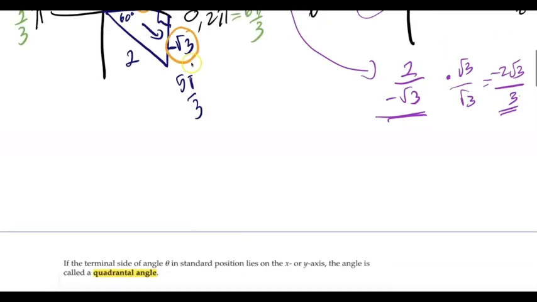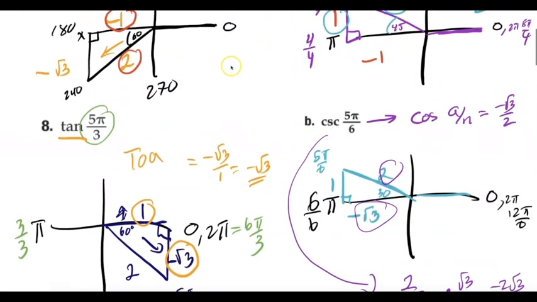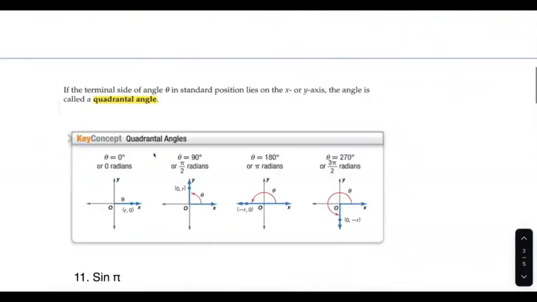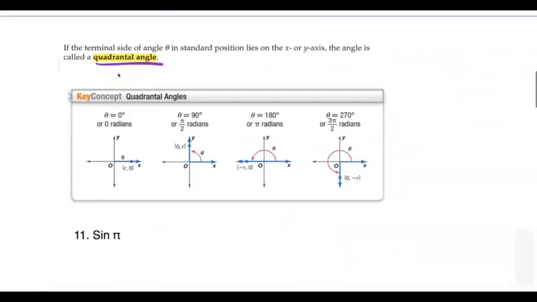All the ones we did right here, we fell in between the axes, so we made triangles. What happens if you fall on the actual line? Well, if you do that, it's called a quadrantal angle. That's when you fall on the line. And we do those a little differently. You're not going to make a triangle for that. What you're going to do is you're going to use a unit circle to its full potential.